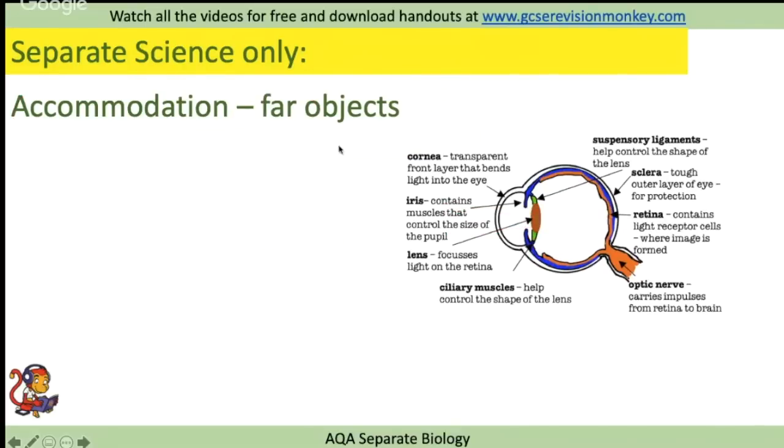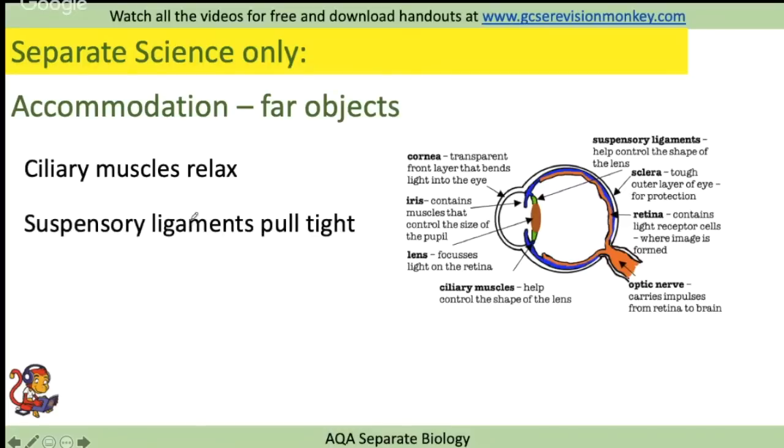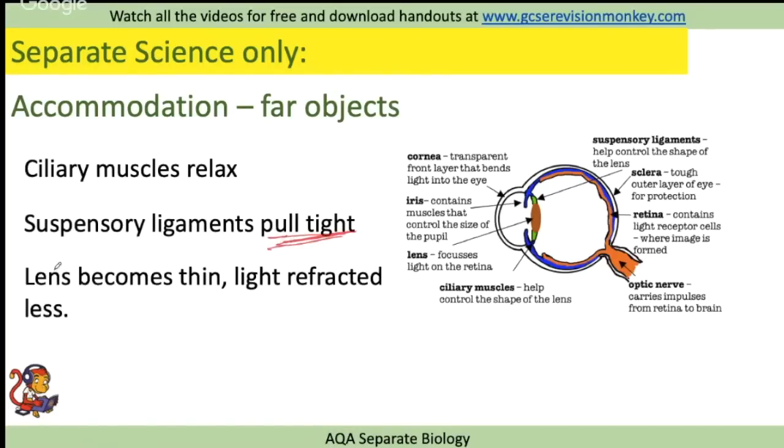If you're looking at far objects, you don't want to bend the light as much because the light's very far away. So the ciliary muscles relax. The opposite happens basically. The ciliary muscles relax, the suspensory ligaments pull tight, and the lens becomes thin so that the light's refracted less. So this lens will become a lot thinner, so the light rays will meet properly, forming an image on the back of the retina.